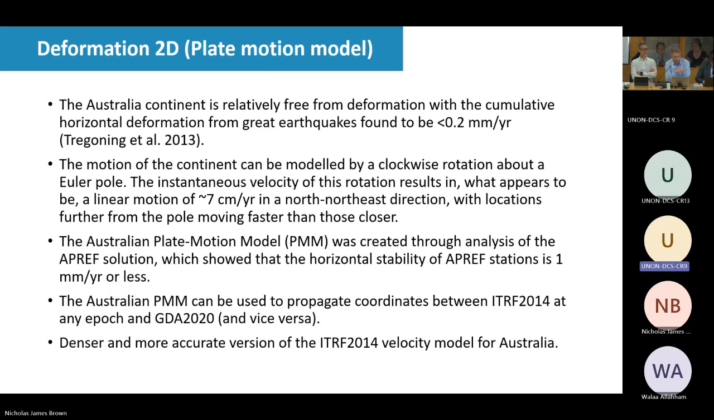And the motion of the continent can be modeled by a sort of clockwise northeast rotation of about 7 centimeters per year. So this Australian plate motion model was created through the analysis using the APREF solution. So this is an example where you can develop a national model using the high density GNSS data that you have across your country. If we didn't have all the APREF data, we could have used the global model. And the global model fits quite well to the model that we've developed, but the one that we have is more accurate because there was more data that was used to create it.